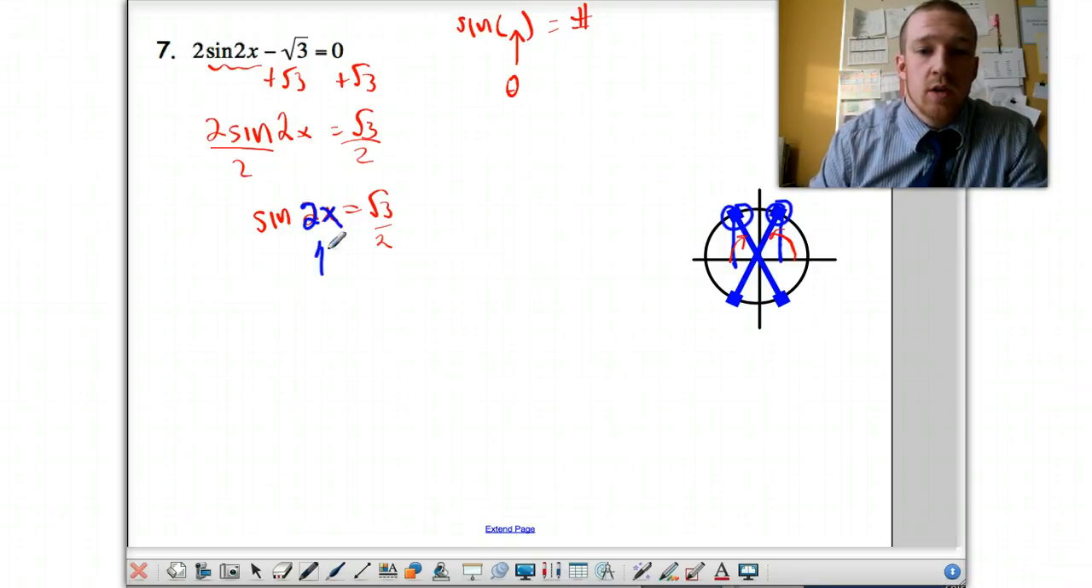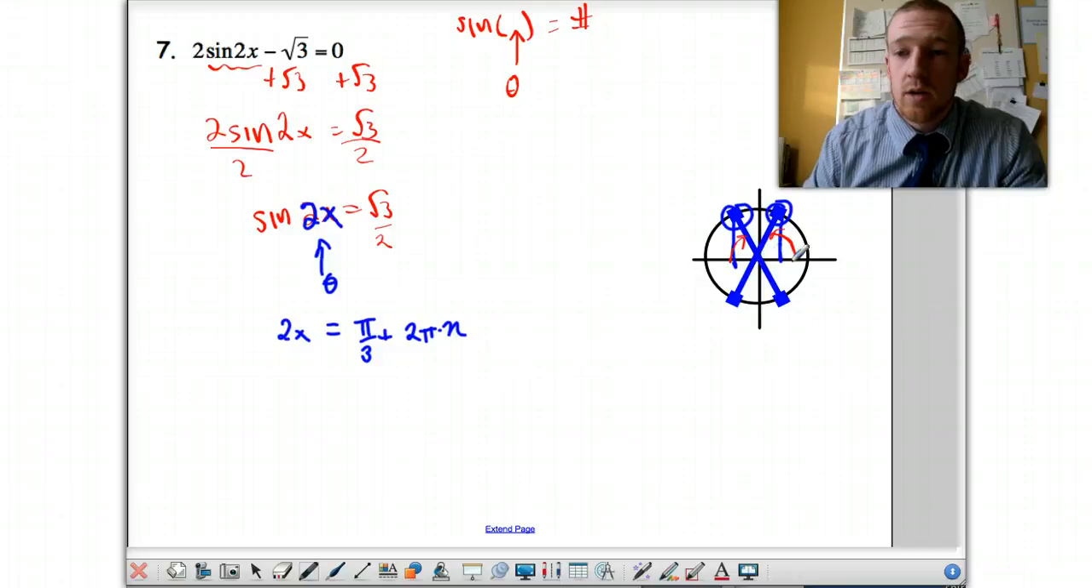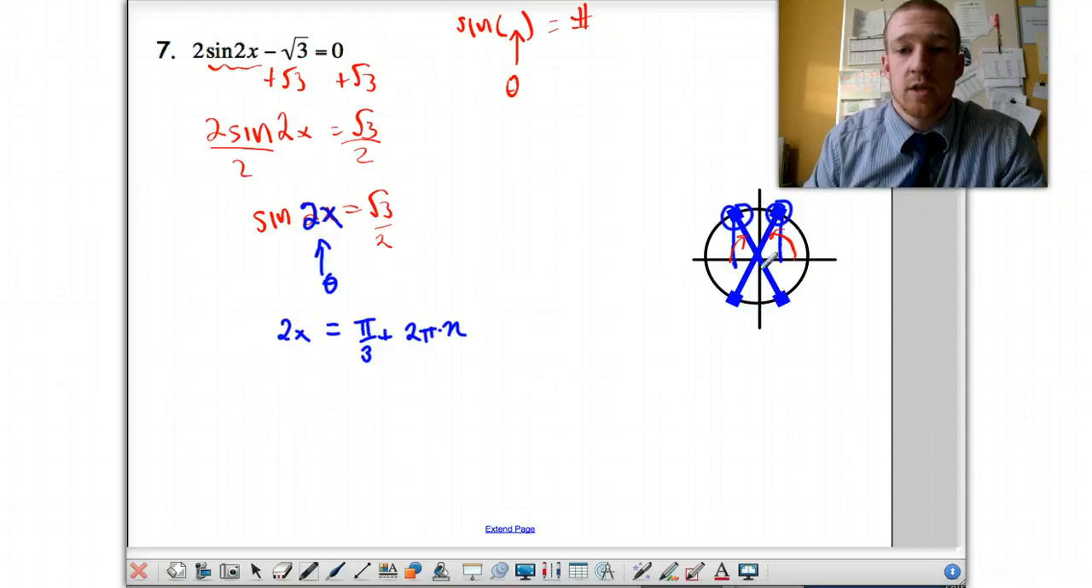So for this angle, we need to plug in an angle that gives us root 3 over 2. And we just said that that angle must be either pi over 3, or 2 pi over 3, plus a full circle, right? Because we can go pi over 3 plus a full circle and end up with another pi over 3, or end up at the same spot.